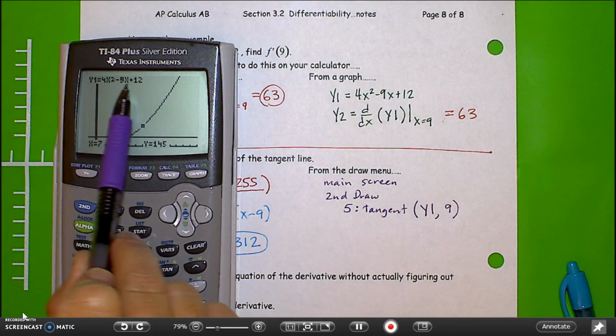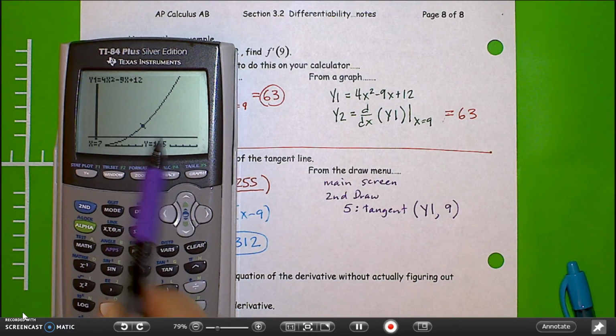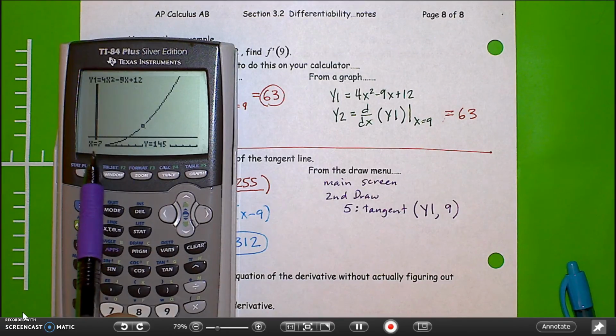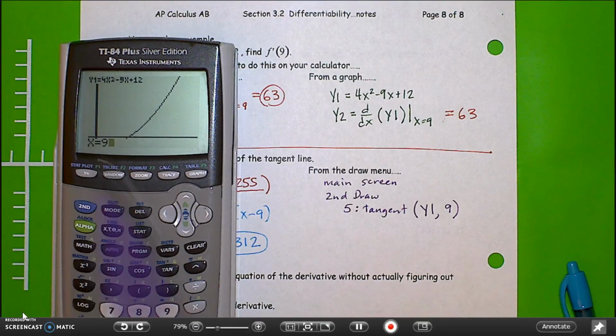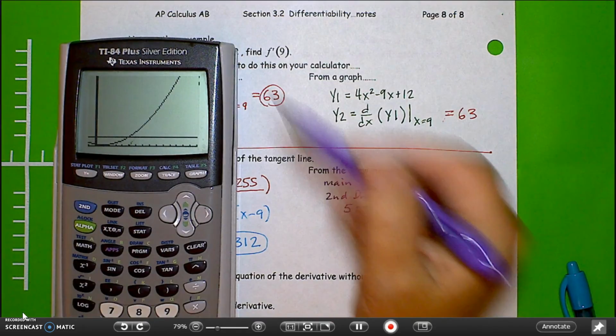So it's on y1. I definitely want to be on y1, not on that derivative line. So I'm on y1. It's asking for the x value. I'm just going to type in 9. So I'm entering x equals 9. Hit enter, and it's thinking about it.